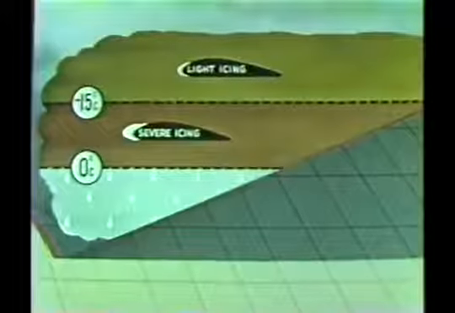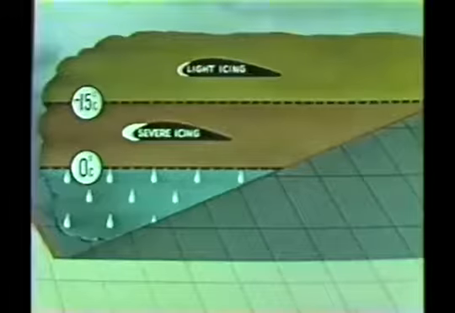However, the mixture of supercooled water droplets and ice crystals can exist in temperatures below minus 15 degrees centigrade, and dangerous icing will then result. Therefore, it is always wise to anticipate structural icing whenever the temperature is below 0 degrees centigrade. In the lower portions of the clouds, where the temperatures are above 0 degrees centigrade, no icing will be encountered.